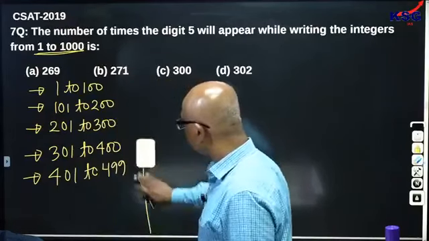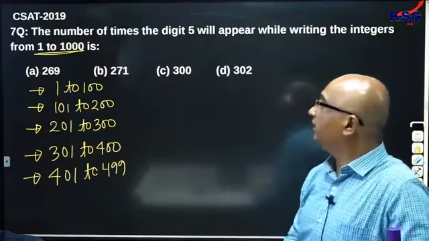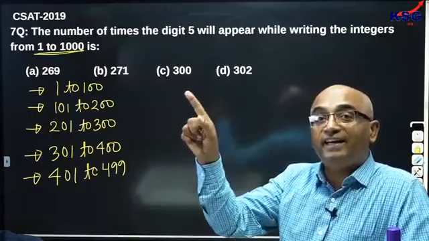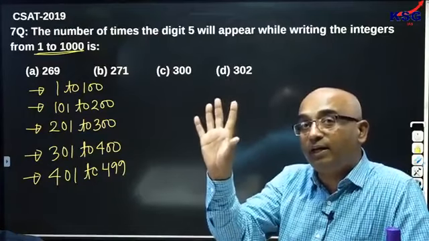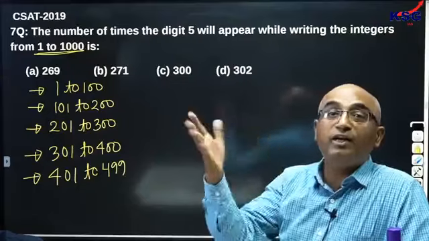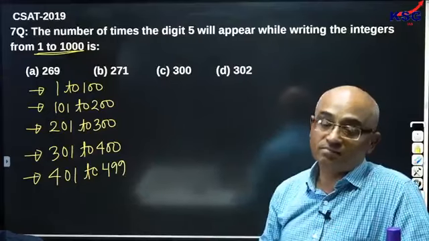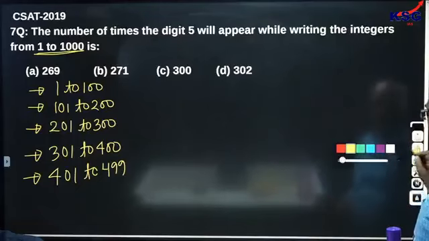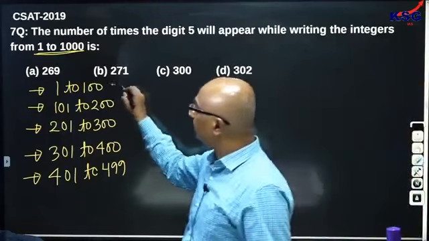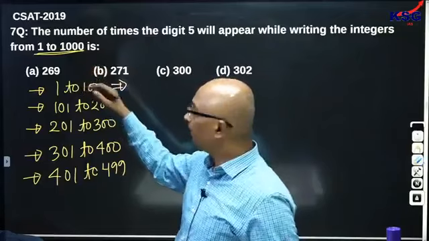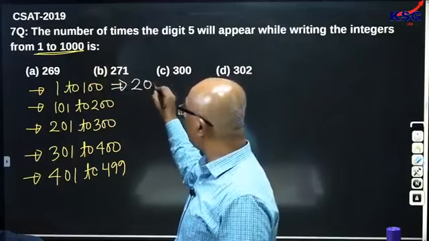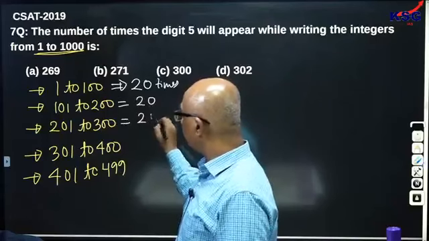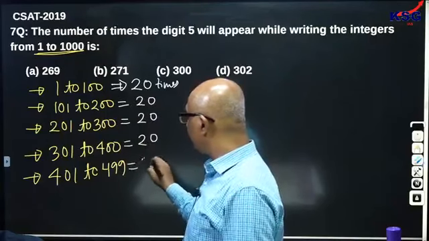Listen. In this question, one special series, 500 to 599, is the special century where 5 appears more than 20 times. That's why 271 is the wrong answer. See here, in the first century, using question number 5, 5 appears exactly 20 times.